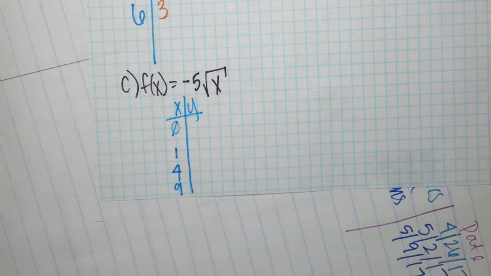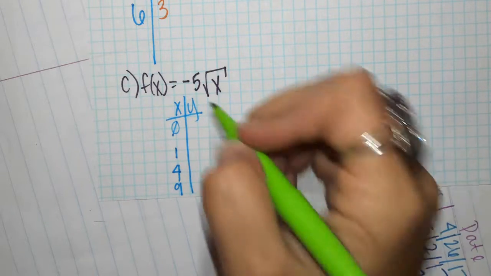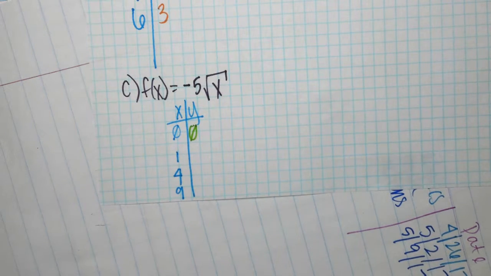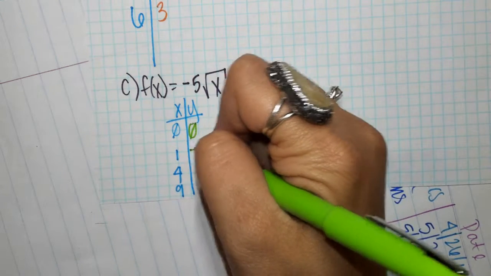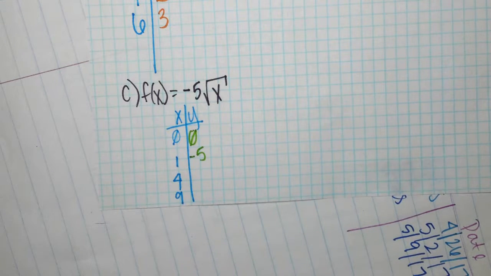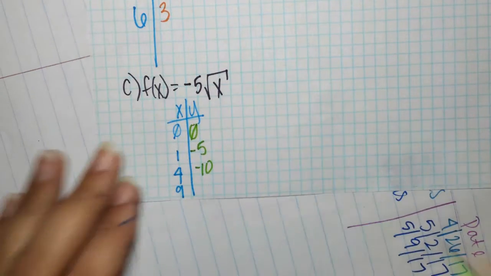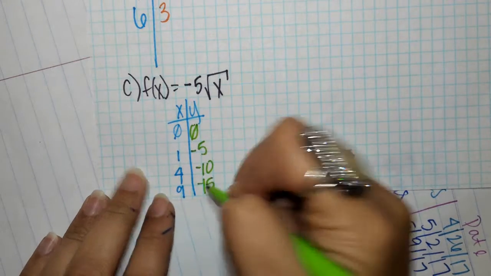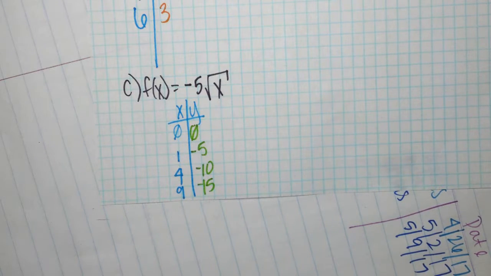All right, what's the square root of 0? And what's 0 times negative 5? 0. That should not take us that long. Let's try that again. What's the square root of 0? 0. And what's 0 times negative 5? 0. All right. Let's plug in 1. What's the square root of 1? 1. And what's 1 times negative 5? Negative 5. Okay, thank you, zombies. What's the square root of 4? 2. And what's 2 times negative 5? Negative 10. And what's the square root of 9? 3. And what's 3 times negative 5? Negative 15. I think it's gonna be flat. You think it's going to be flat?